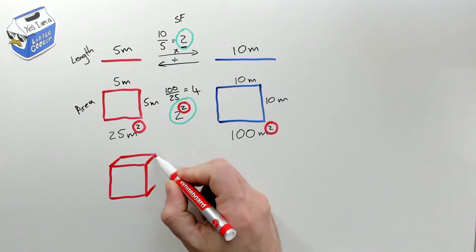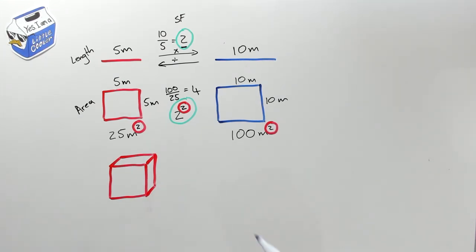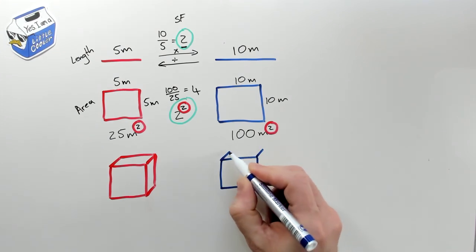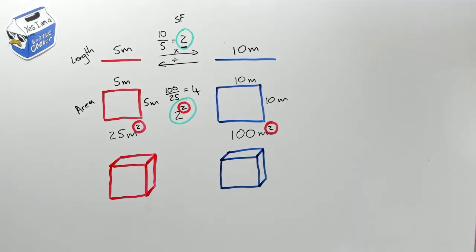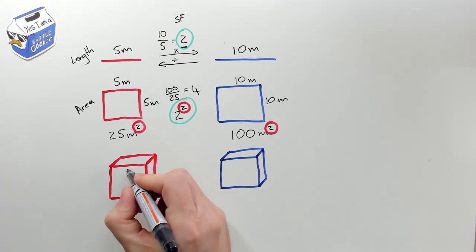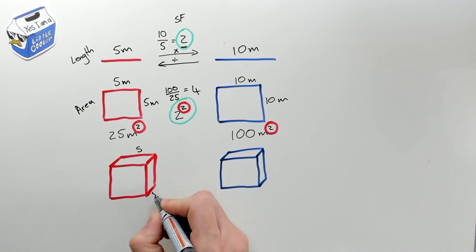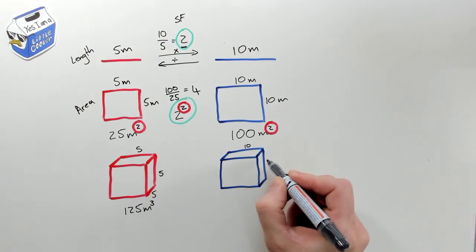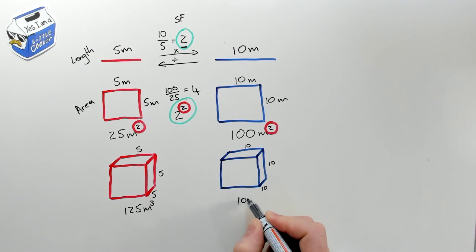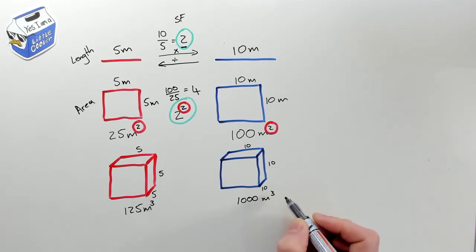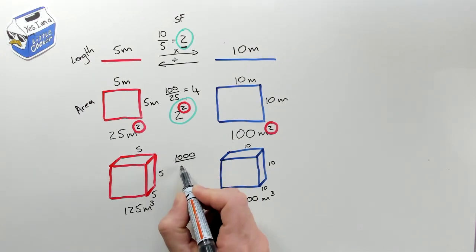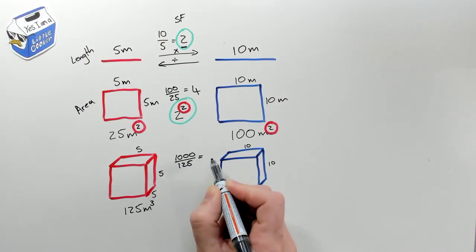Okay, again, not according to scale. My blue cubes are getting smaller and smaller. So again, if this was maybe 5 by 5 by 5, I would get 125 cubic meters. And here, if I had 10 by 10 by 10, this would be 1,000 cubic meters. If I wanted the scale factor here, I can take the 1,000, the big number, and divide it by the small number, and then I would get 8.